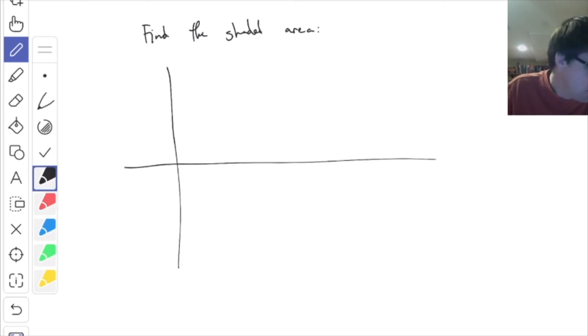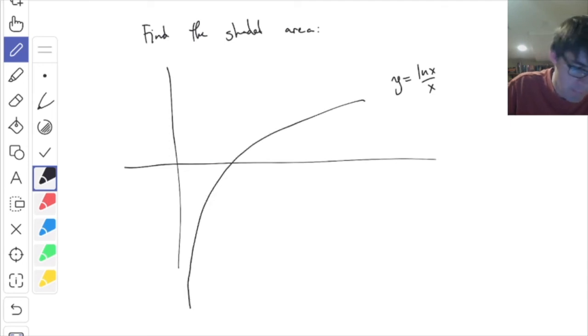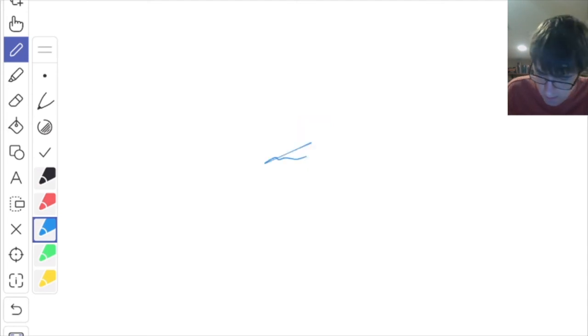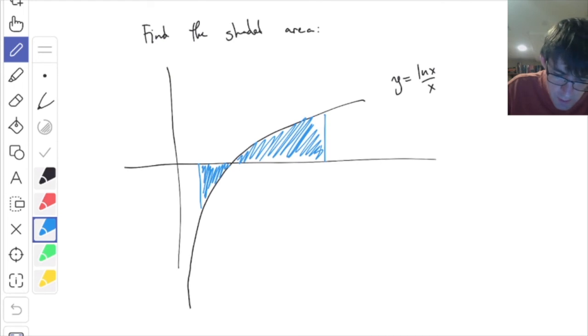Here the function is y equals ln x divided by x. And that function looks something like this. And the shaded area is this. I'm doing it in blue because it's in blue in the book. It's like that. And then there's another section like this. A beautiful picture. Okay.